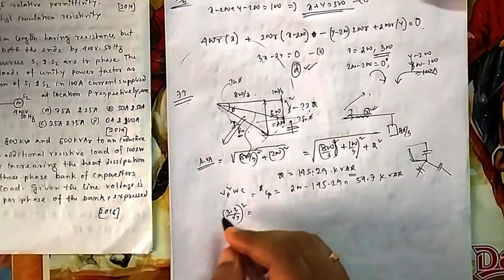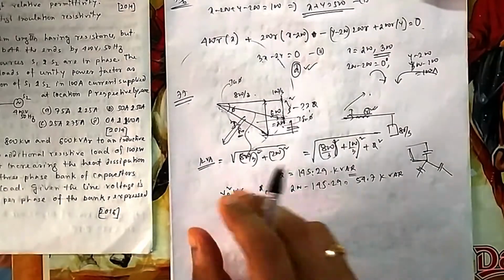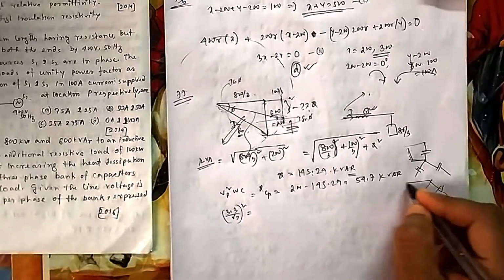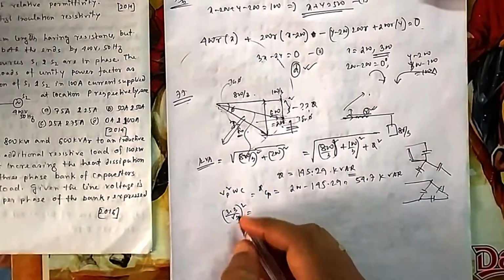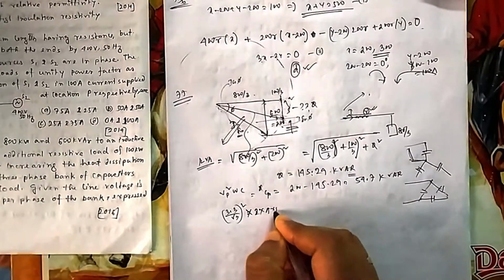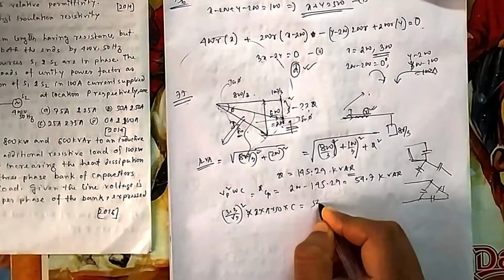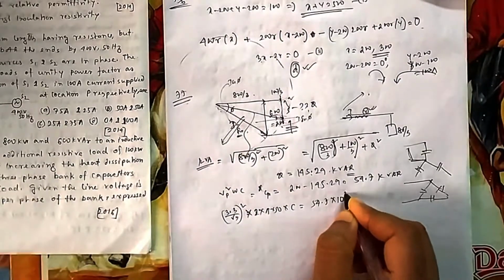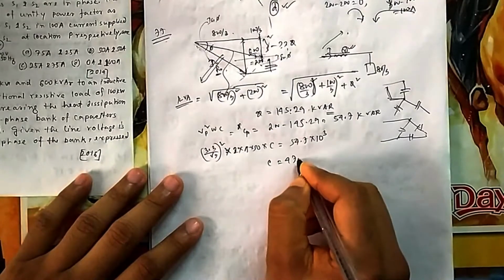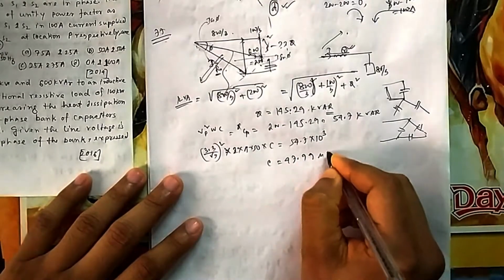If you connected delta, then Vp per phase would have been that line voltage only, because if you connect in delta, then the line voltage is coming across the capacitor, but here phase voltage is coming. Omega is 2 pi into 50 into C is equal to 54.7 into 10 to the power 3. So if you do this one, I think you can do it. Then finally you will get 47.99 microfarad.